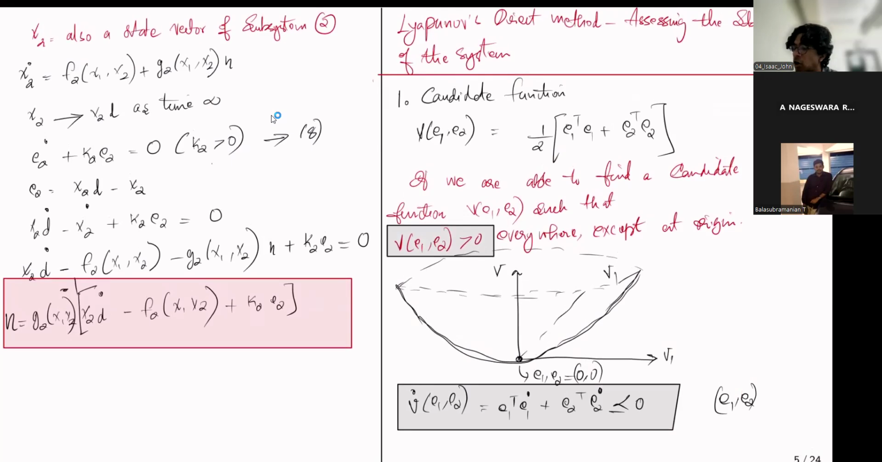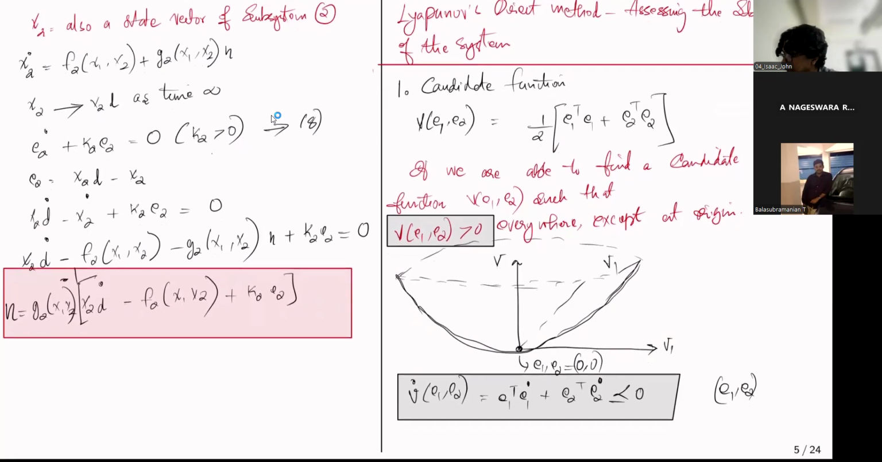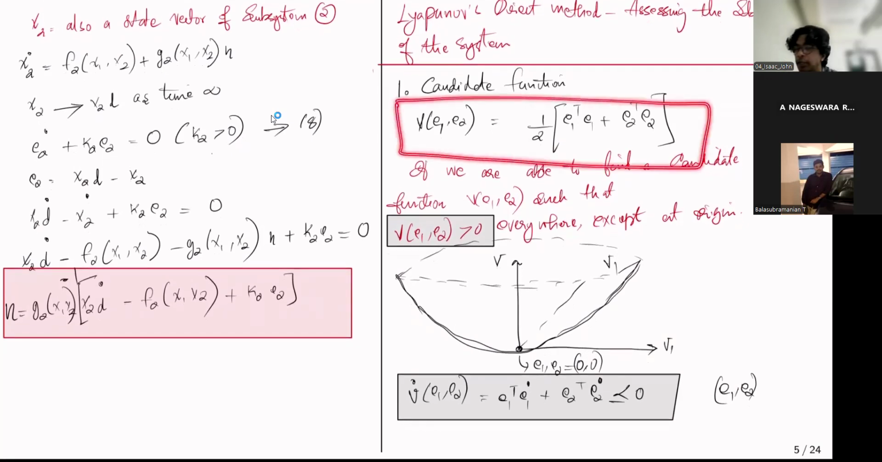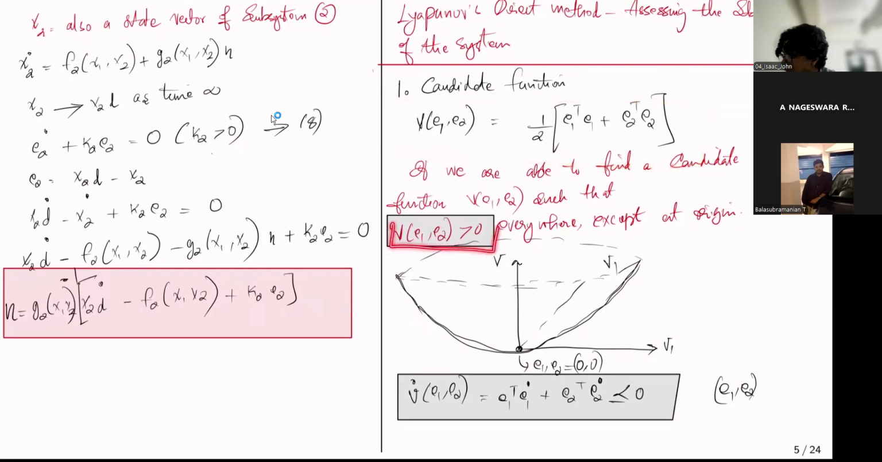But the converse is not always true, because even if you are not able to come up with a function that satisfies these 2 conditions, that doesn't mean that the system is not stable. It's just because you probably need further analysis, or you may need further checks to prove that the system is stable or unstable.